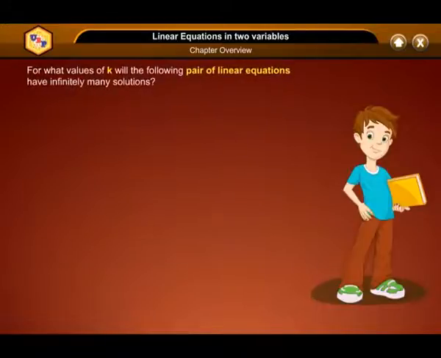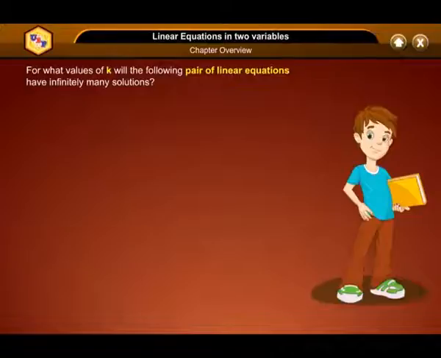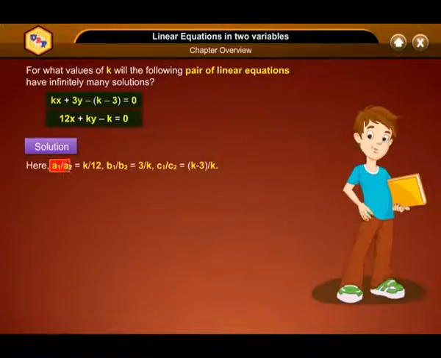Example 3. For what values of k will the following pair of linear equations have infinitely many solutions? kx + 3y - k - 3 = 0. 12x + ky - k = 0. Solution. Here a1/a2 = k/12, b1/b2 = 3/k, c1/c2 = (k-3)/k.